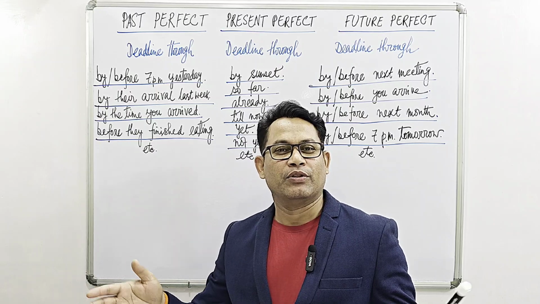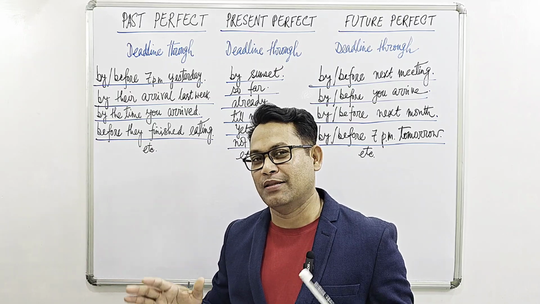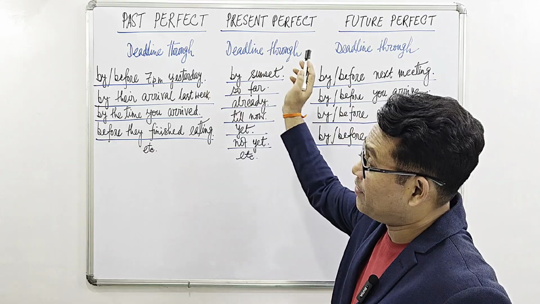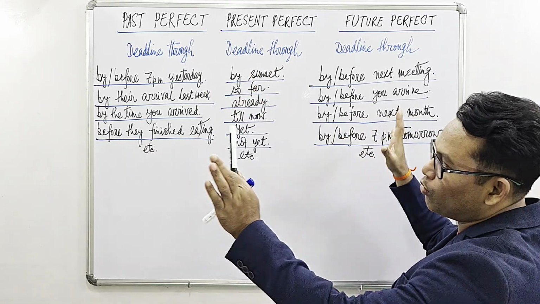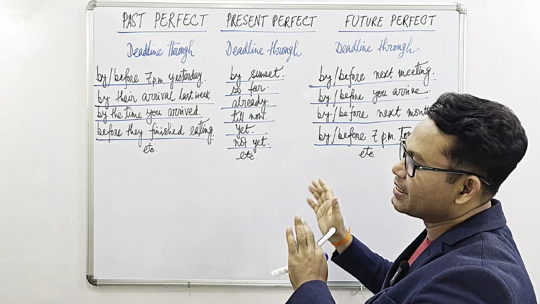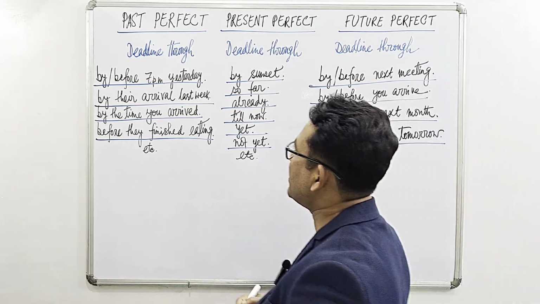Hi, welcome back. So there are 12 tenses in English, but the most difficult ones are the perfects. Past perfect, present perfect, and the future perfect. Because all three employ directly or indirectly a sense of deadline.